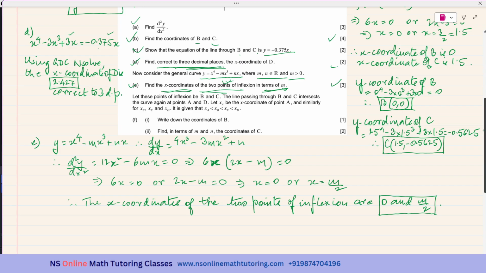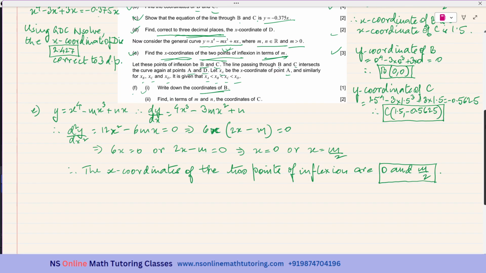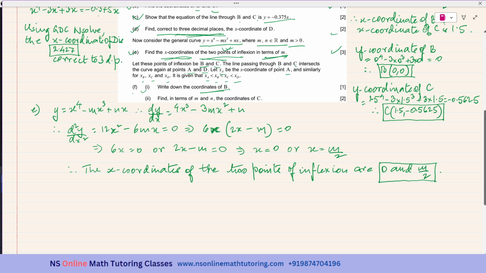Let these points of inflection be B and C. The line passing through B and C intersects the curve again at points A and D. Let XA be the x coordinate of point A and similarly XB, XC and XD. It is given that XA is less than XB is less than XC is less than XD. Subpart F contains 2 further subparts. Subpart i: write down the coordinates of B, containing just a single mark. Coordinates, so both the coordinates.